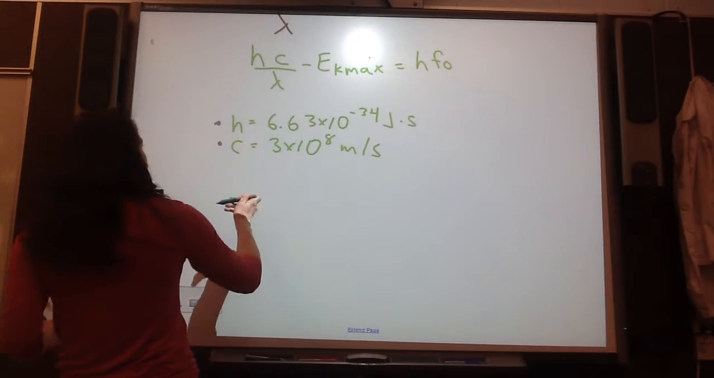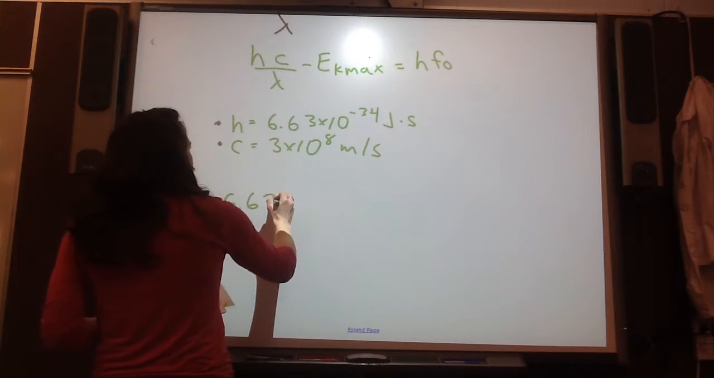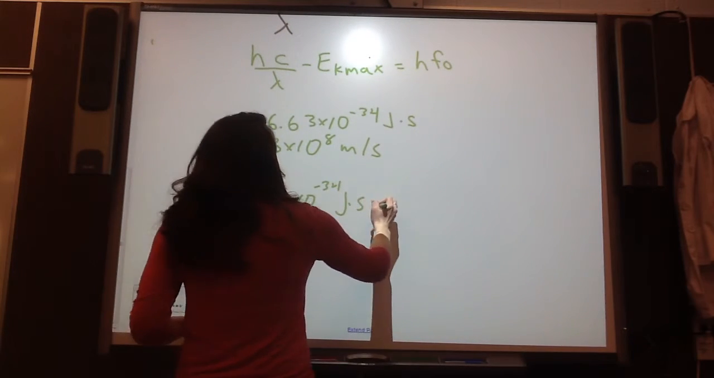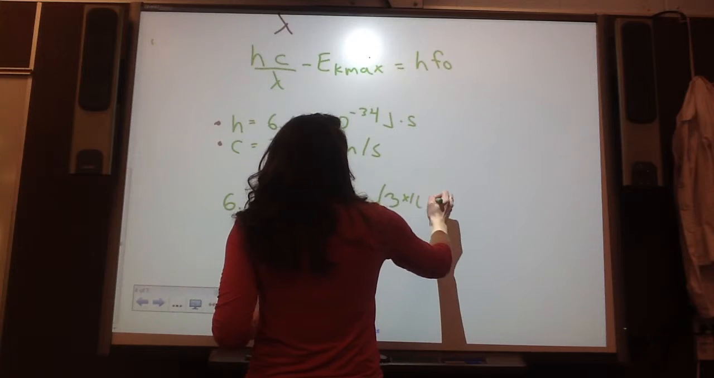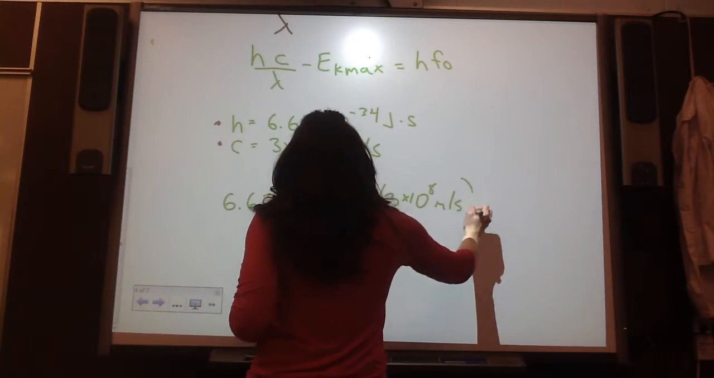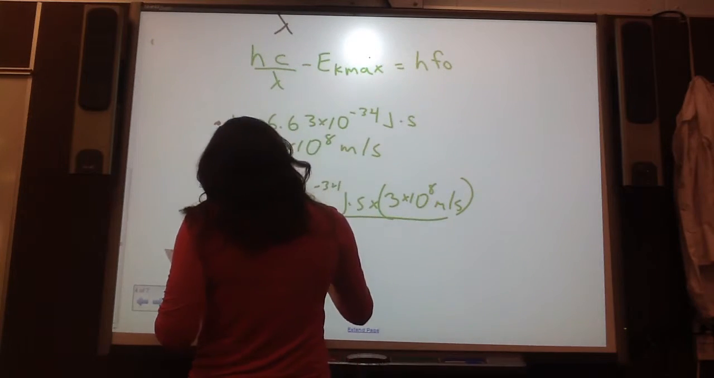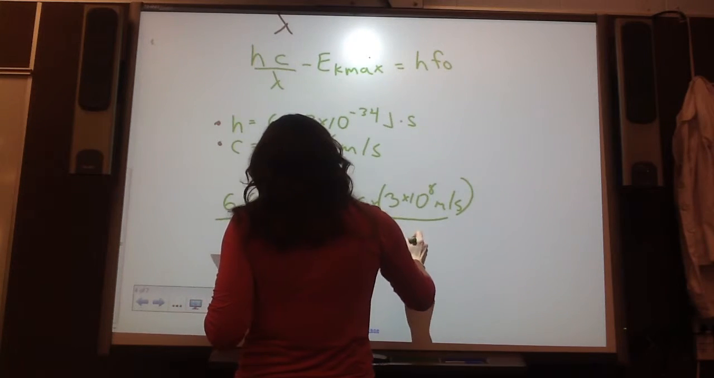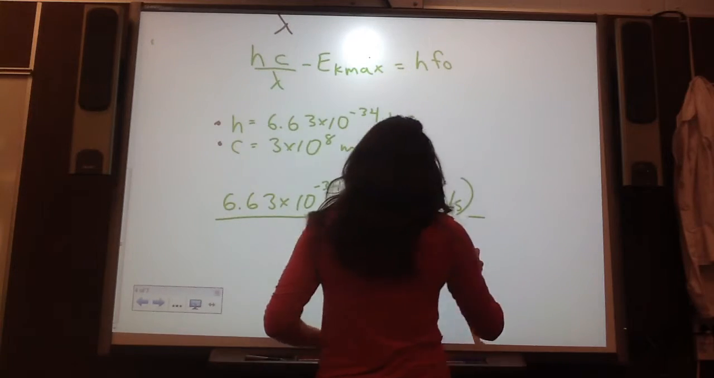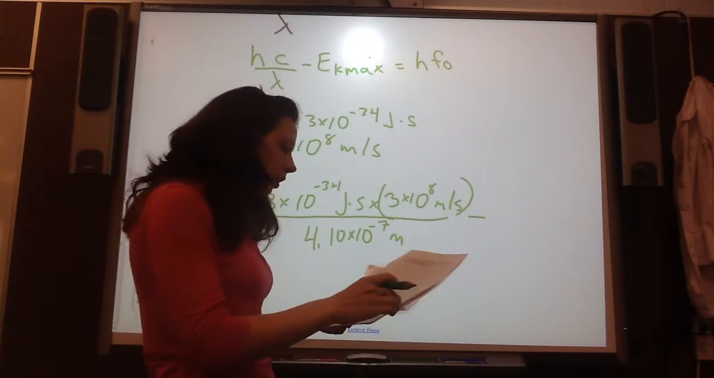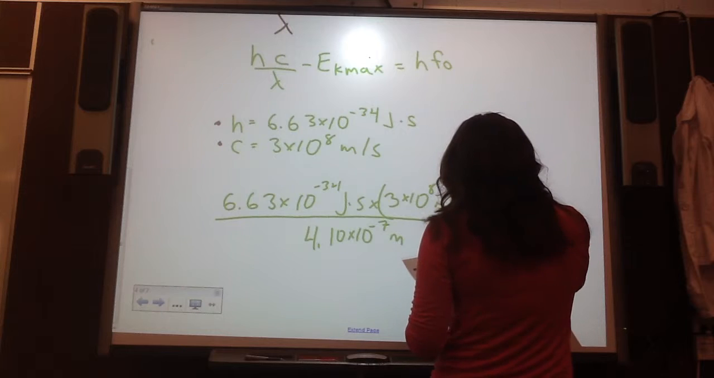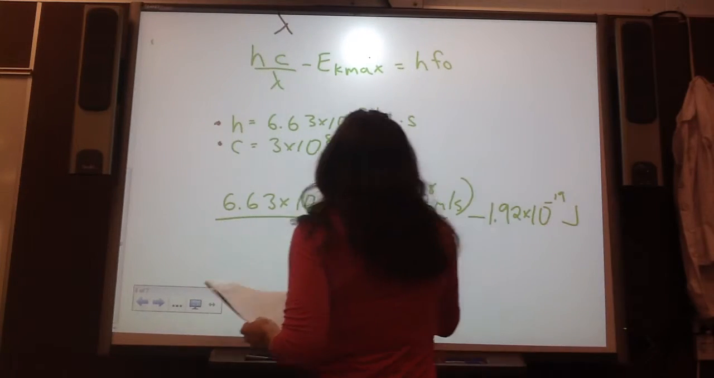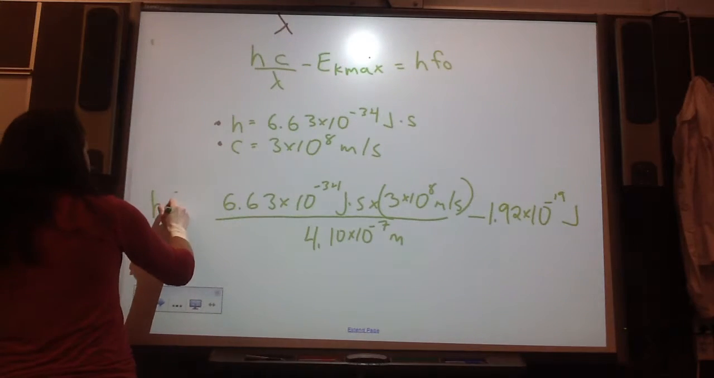Okay, so let's put that in. 6.63 times 10 to the negative 34 joules times seconds times 3 times 10 to the 8 meters per second divided by 4.10 times 10 to the negative 7 meters. Minus, and I was told my EK max, which is nice, so that was 1.92 times 10 to the negative 19 joules. This is all equal to h times f0.